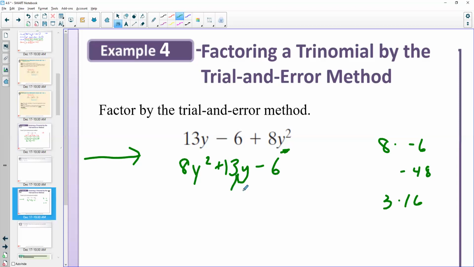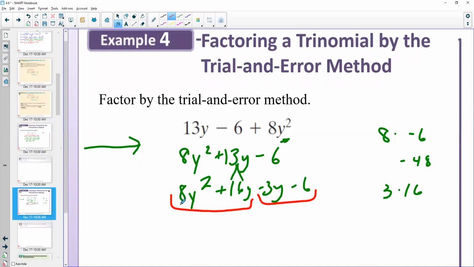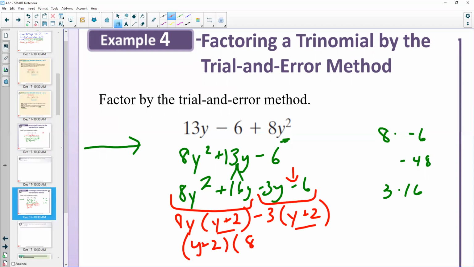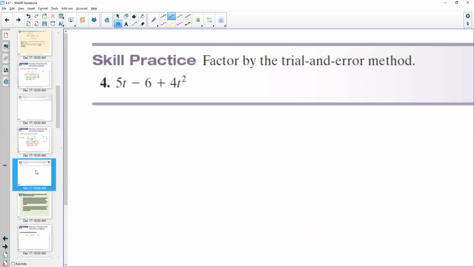Positive 16, negative 3. Let's break that up. 8y squared plus 16y minus 3y minus 6. Okay, now make your groups. There's 1, there's 2. Okay. 8y squared plus 16y. I'm going to take out 8y. And I'm left with y plus 2. What am I going to take out of the second group? I'm going to take out negative 3, right? So minus 3. That gets me a y here, and it changes the second sign, plus 2. So now I have my binomial, y plus 2. Bring it to the front. Gather up what's left, 8y minus 3. Super. All right. So this one, just like the last one, would need to get rearranged, okay?